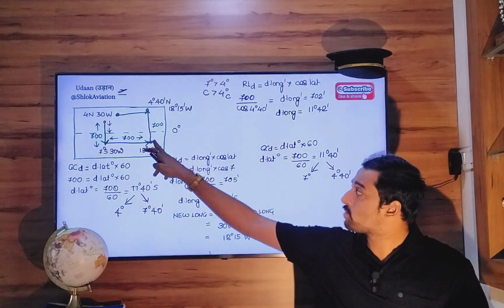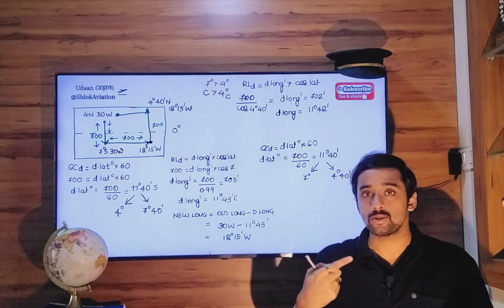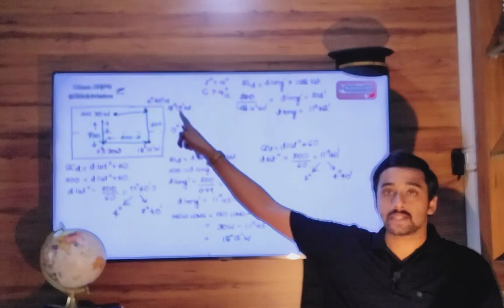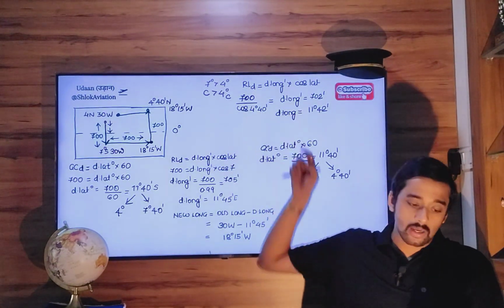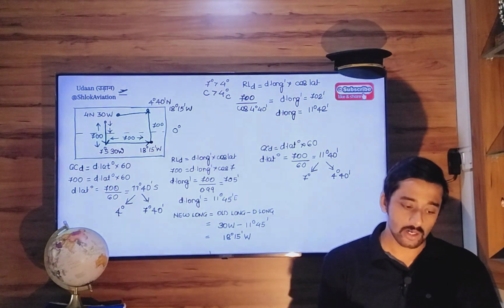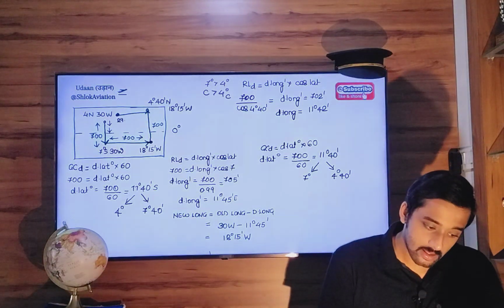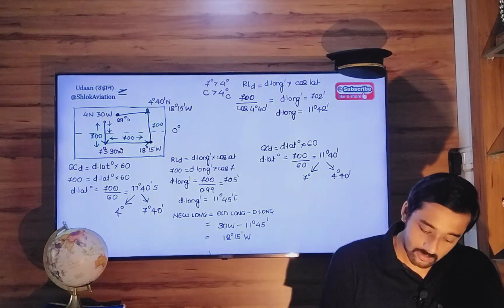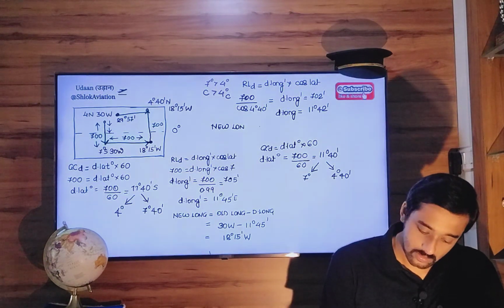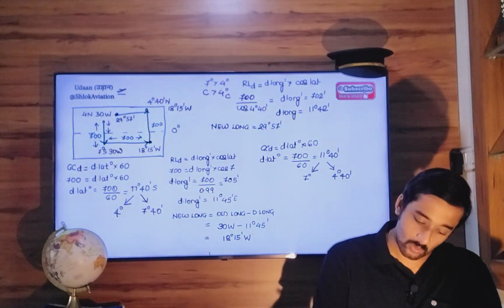Now our initial longitude is what? 18 degree 15 minutes. From here when you travel westwards, the values of longitudes increase. So what you are going to do is 18 degree 15 minutes initial longitude plus d long 11 degree 42 minutes, that is equal to 29 degree 57 minutes. New longitude is 29 degree 57 minutes west.